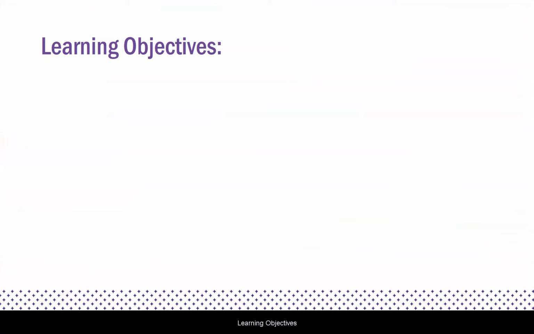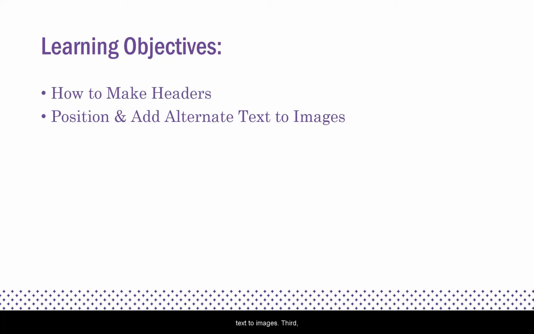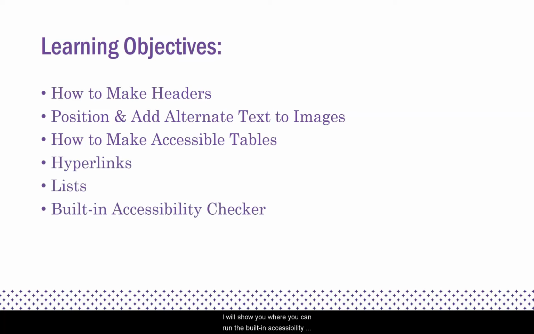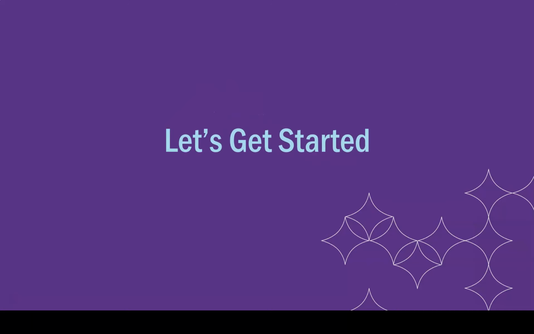Learning objectives. First, I will show you how to make headers for easy navigation. Second, I will show you how to position and add alternative text to images. Third, I will show you how to make tables accessible. Next, I will show you hyperlinks and lists. And last, I will show you where you can run the built-in accessibility checker to check your work, as well as the proper way to save a document to a PDF that will maintain the accessibility features that you just built in. Let's get started.